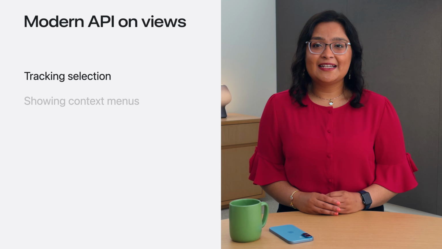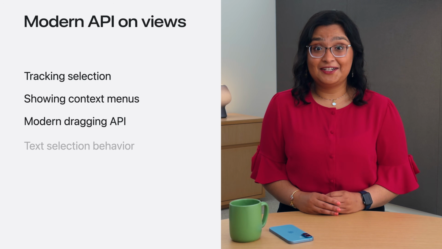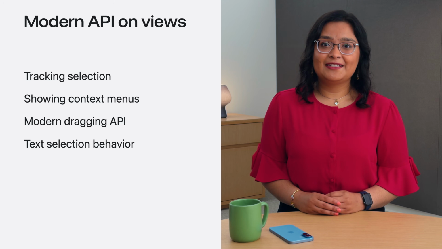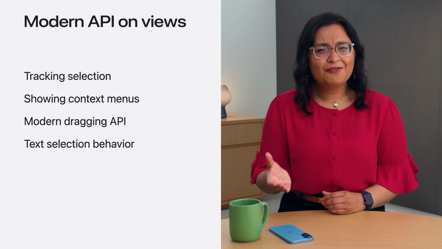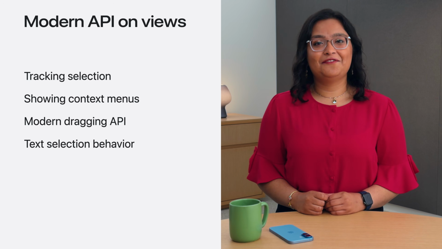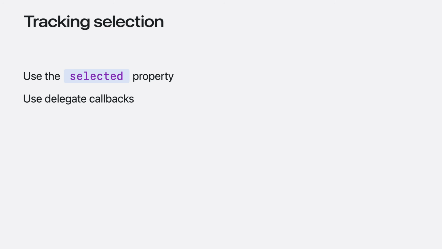Common mouse down overrides enable tracking selection, showing context menus, drag and drop, and text selection. If you're currently overriding mouse down, AppKit has dedicated APIs that handle these behaviors more reliably and take full advantage of the modern Mac platform. Mouse down is often overridden to track selection. Instead, observe the selected property on types like NSCollectionViewItem and NSTableRowView. Or use delegate callbacks that are notified when selection changes, like NSTableViewDelegate and NSOutlineViewDelegate.